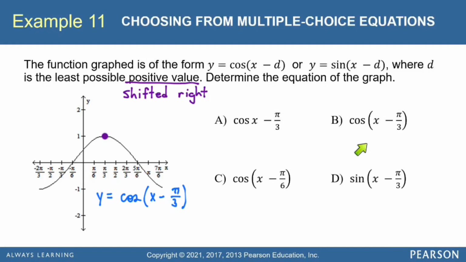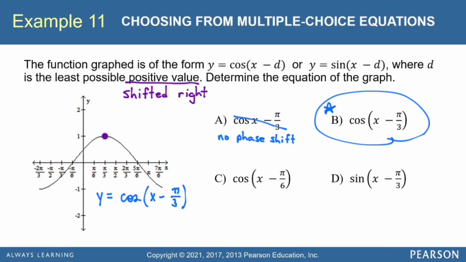So let's look at our choices. We do have choice B, which matches that. This is the graph of a cosine function that's been shifted pi over 3 units to the right. So we think this is the right answer, but let's look at the other choices and see what's wrong with them. So in choice A, we have cosine of x minus pi over 3, but there are no parentheses. So in this case, the minus pi over 3 is not acting like a phase shift, it's actually acting like a vertical shift. We know that a phase shifted function will always have its argument in parentheses, and we don't see that here.